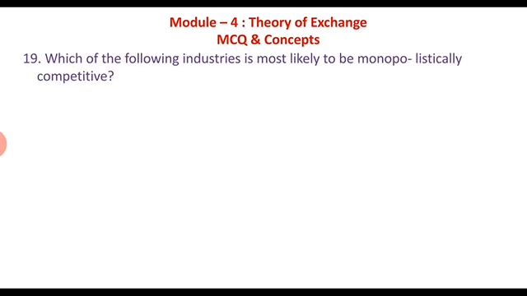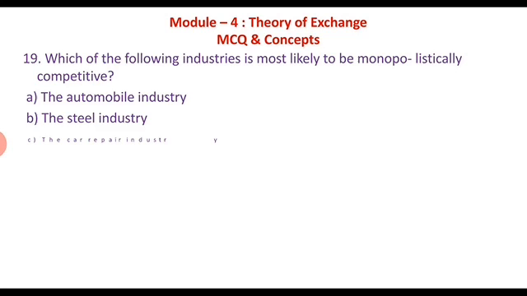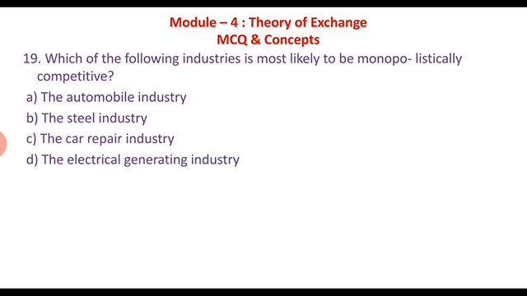19th question. Which of the following industries is most likely to be monopolistically competitive? A. Automobile industry. B. The steel industry. C. The car repair industry. D. The electrical generating industry. Answer is the car repair industry.